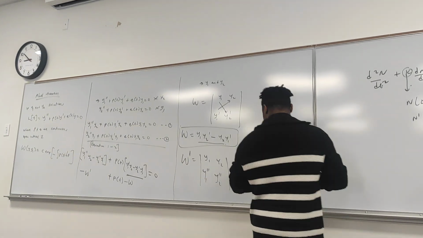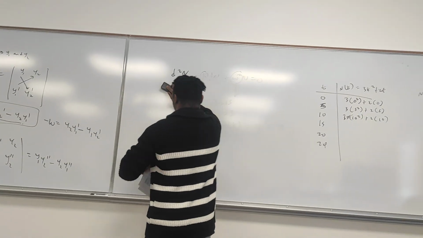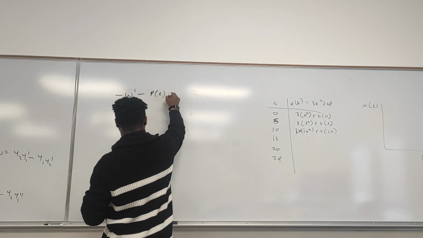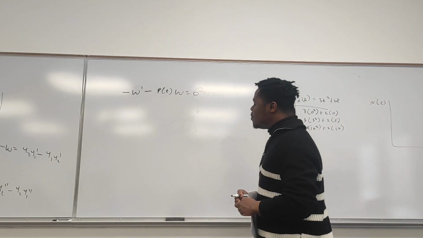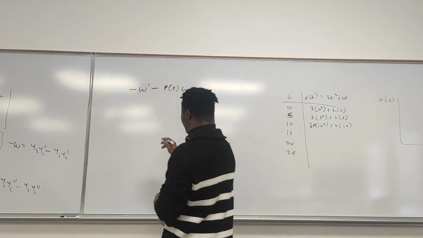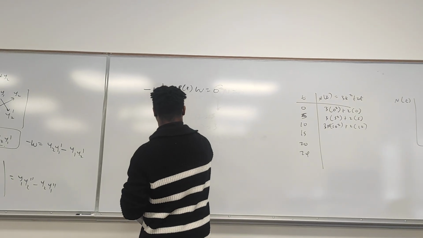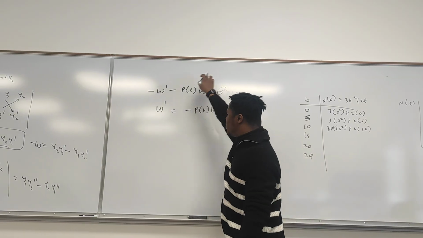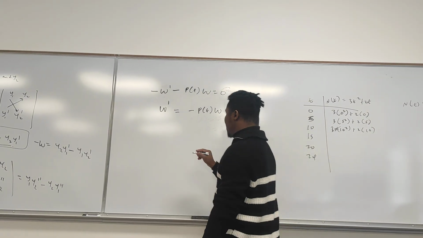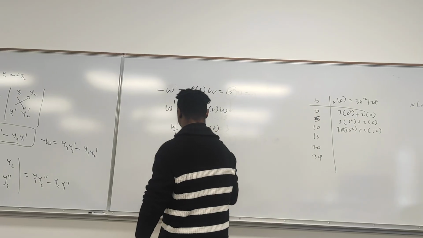We would use this formula a lot. That's why it's very important to learn how to derive it. We'll use it. See, like this is 0. Okay. So do you agree with me that this is the same thing as saying W prime equals negative P of T W? It's just taking this to the other side. So if we rearrange, we have W prime over W is negative P of T.